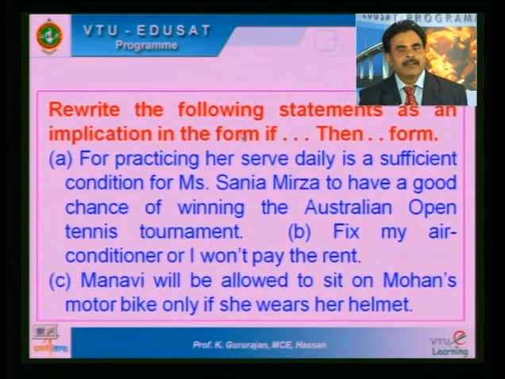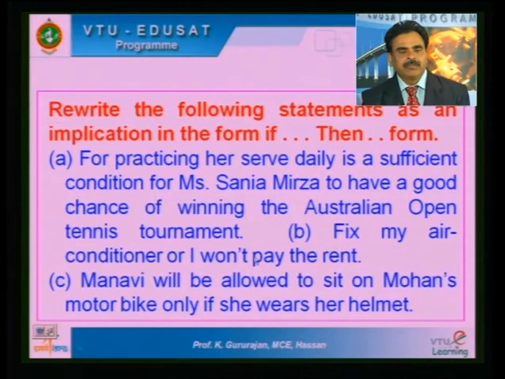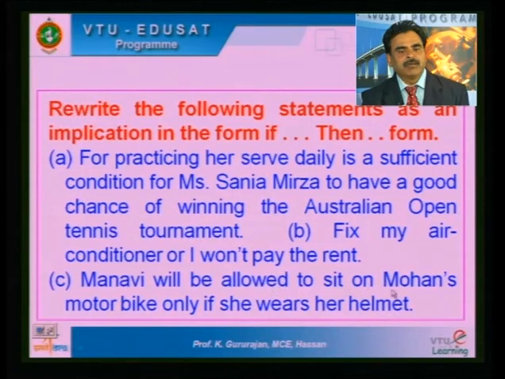Now, one more problem. Rewrite the statements in the if then else form. First, practicing her serve daily is a sufficient condition for Miss Sania Mirza to have a good chance of winning the Australian Open tournament. Second, fix my air conditioner or I won't pay the rent. Third, Manavi will be allowed to sit on Mohan's bike only if she wears her helmet. Now, how to write these statements in if then else form?